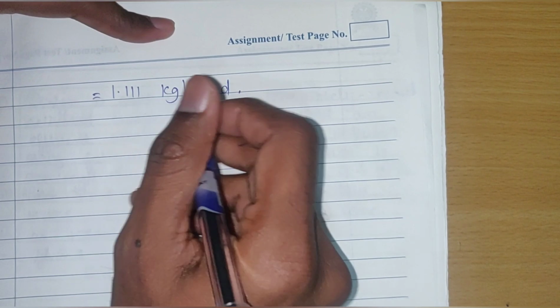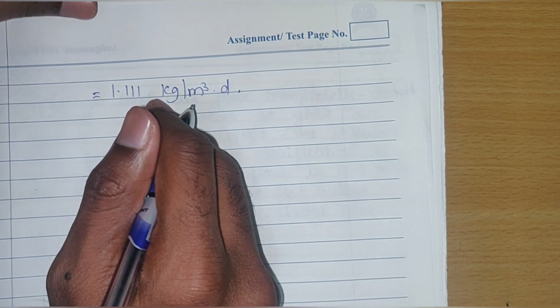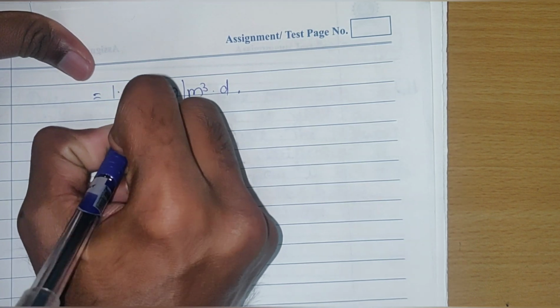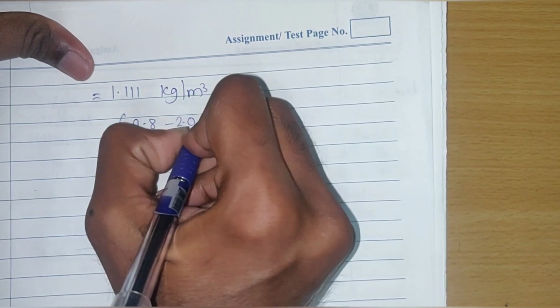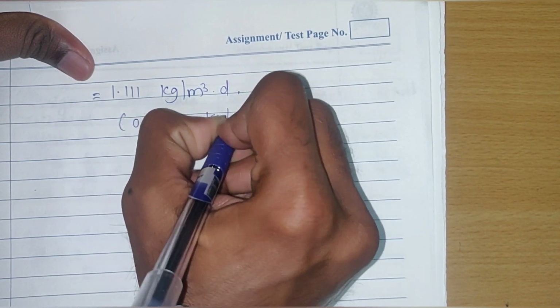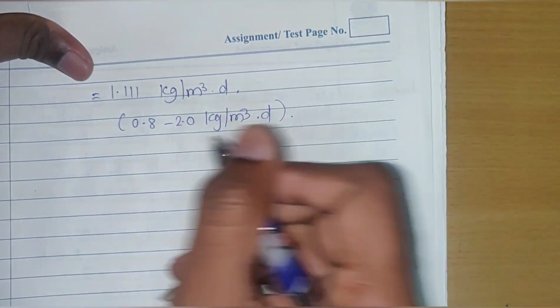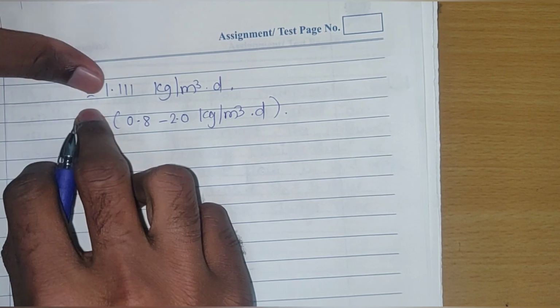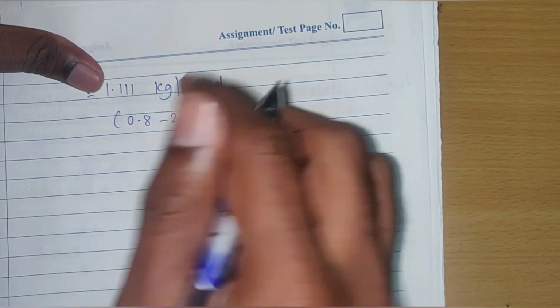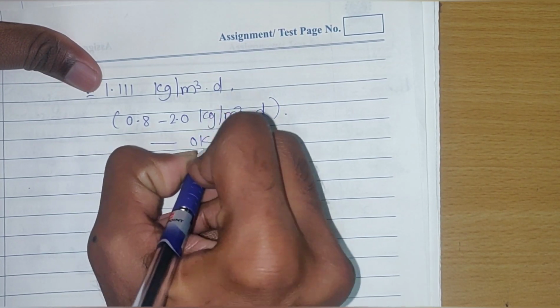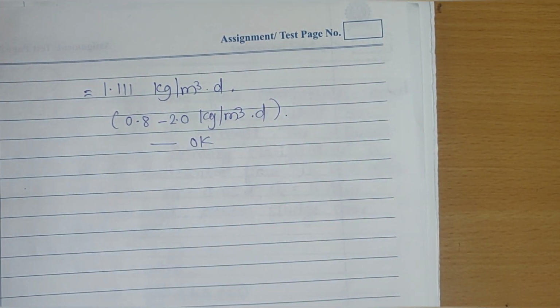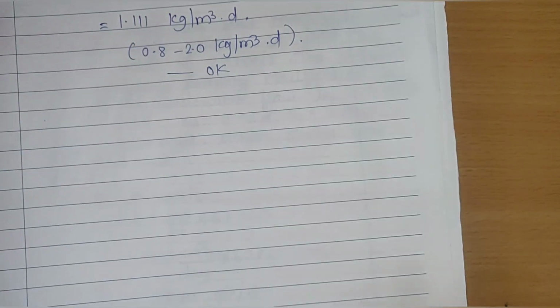Both are the same. And the value of organic loading rate for the completely mixed activated sludge process is between 0.8 to 2.0 kg per meter cube per day. And our value came in between these two values. Hence, this check also satisfies our assumptions. So our design is right.